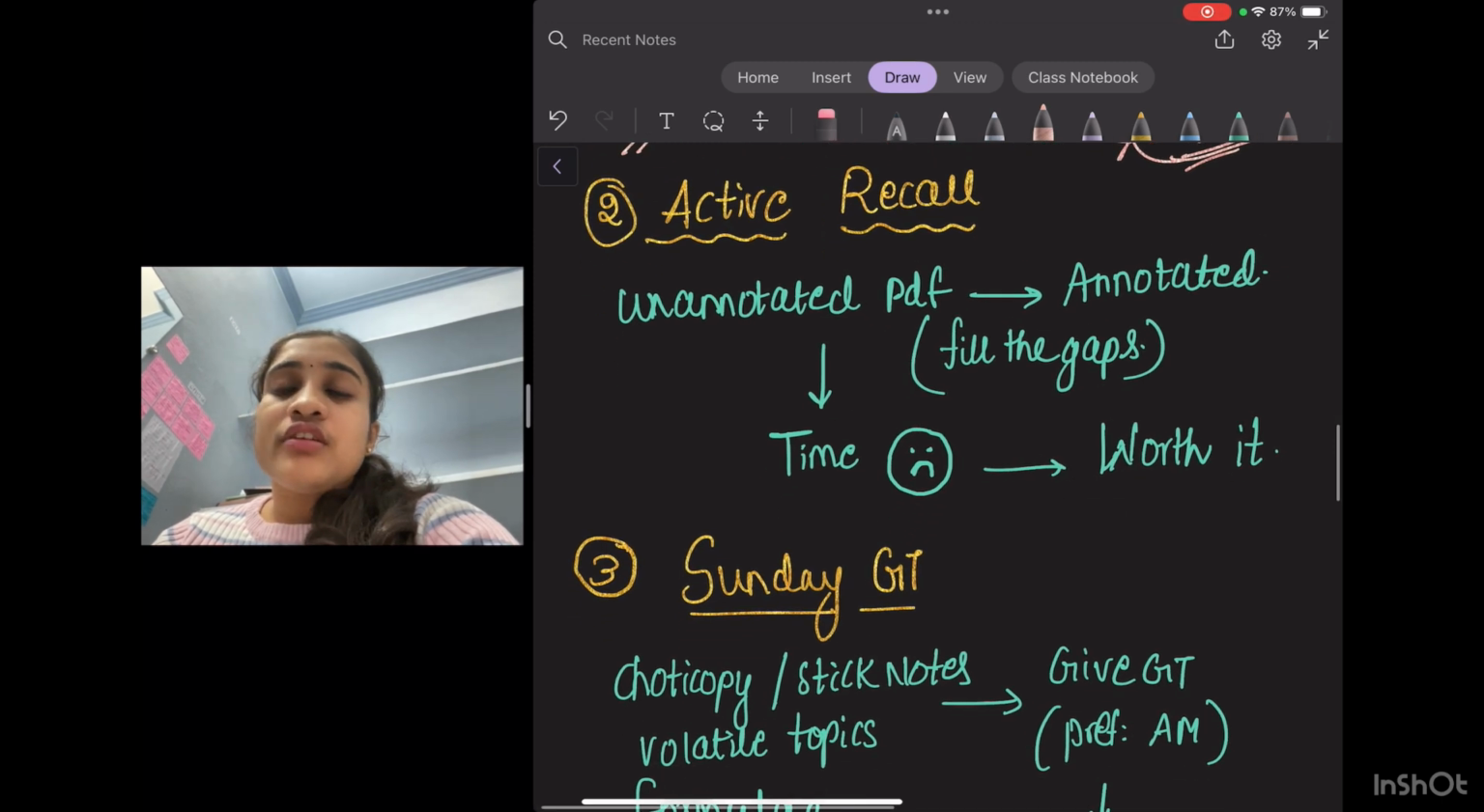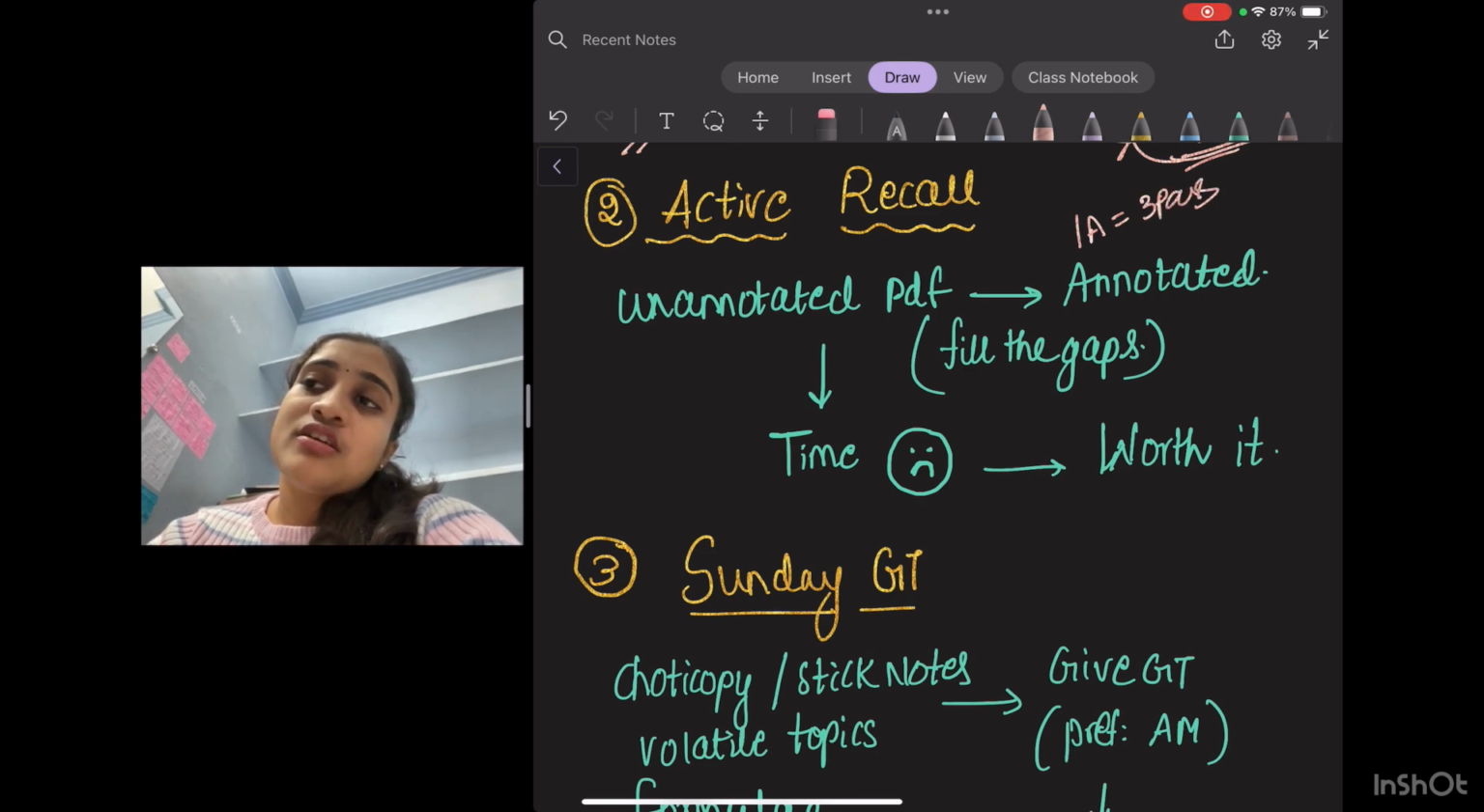Next, one active recall is equal to 3 passive recalls. So just looking at the notes doesn't make you remember the things. You have to do active recall at least once. I prefer twice if you have a problem with remembering everything.